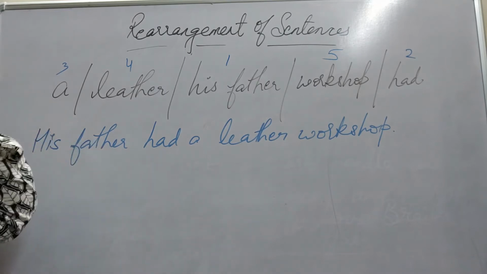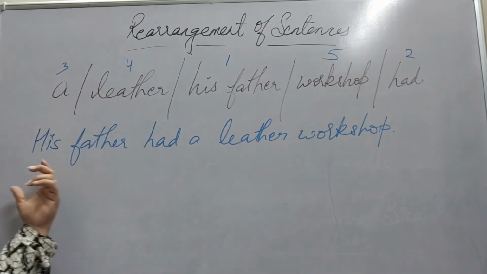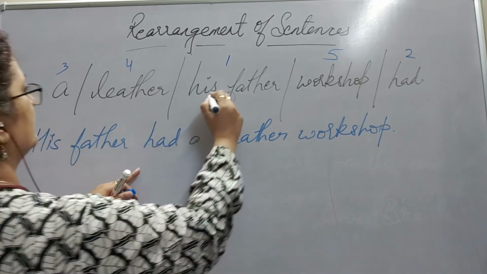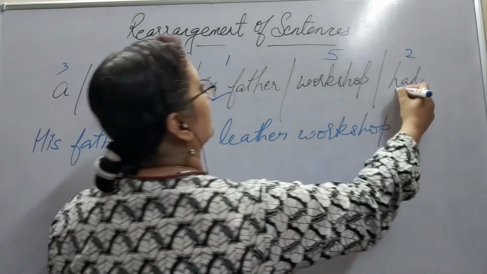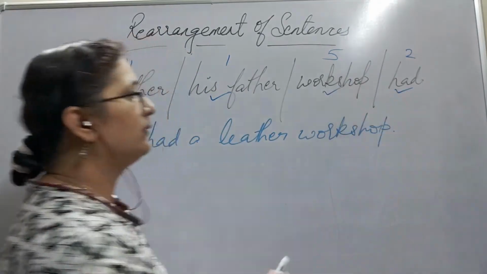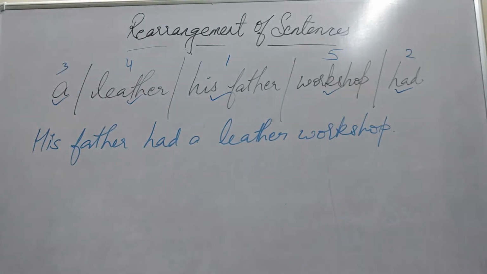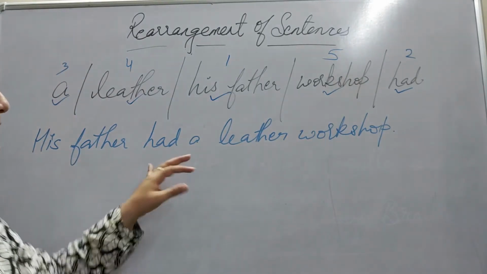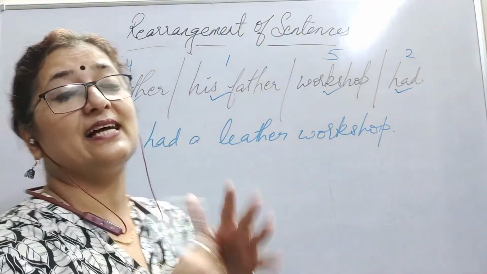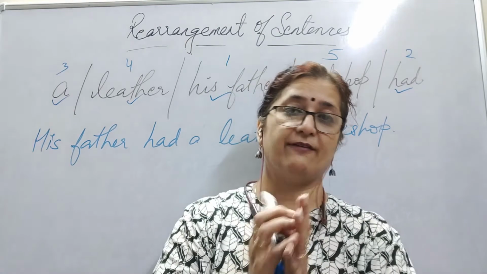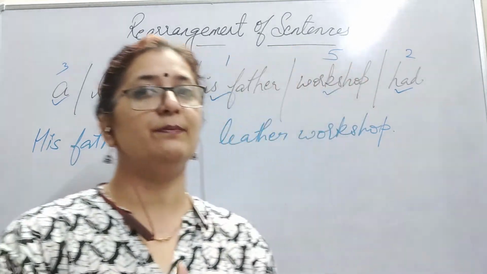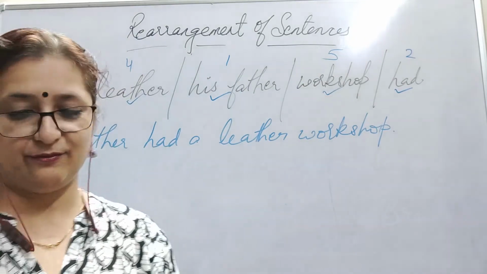Do you think there's another way of writing the same sentence? Let's just try doing it. Before that, let me just check. His father, okay, had, okay, done, leather done, workshop done. Okay. His father had a leather workshop. Any other way which we can put it in? A leather workshop his father had? Well, doesn't sound very correct, right? We have to have the subject before that. His father had a leather workshop is the perfect way of putting up this kind of a sentence.